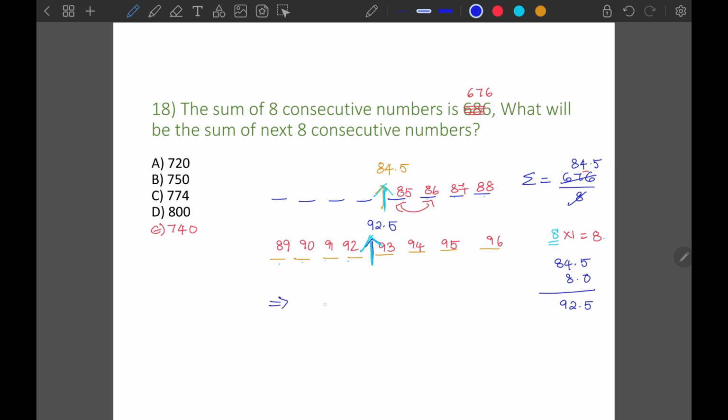We know the formula, right? The mean equal to sum of all observations by number of observations. Since mean equal to 92.5, sum by 8, we get 92.5 into 8, which is 740. So the sum of the second data set, the next 8 consecutive numbers, is 740. I hope this question has given you a new trick. Let us apply this trick in the next question also.